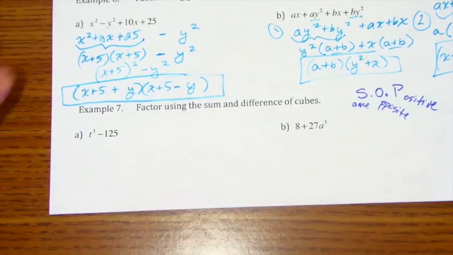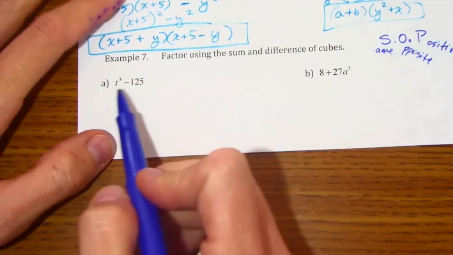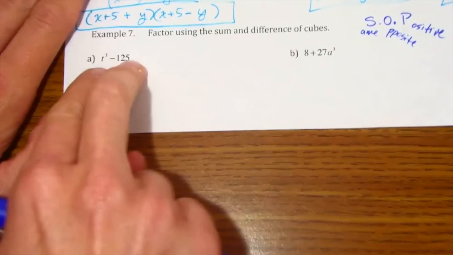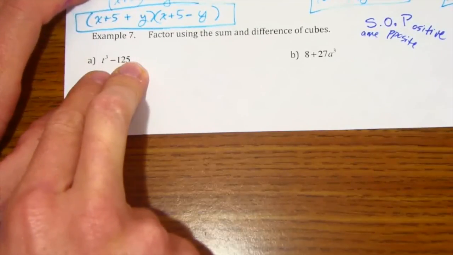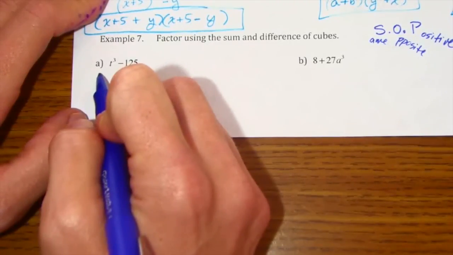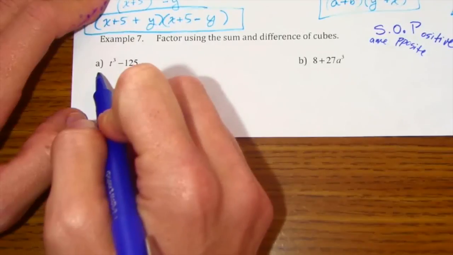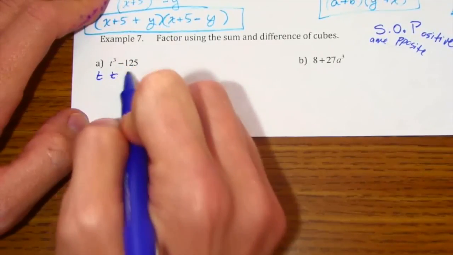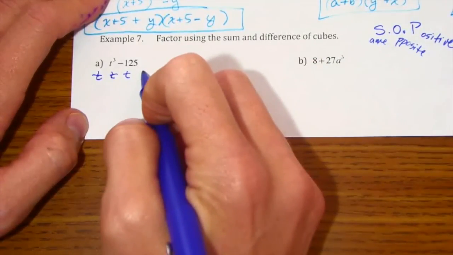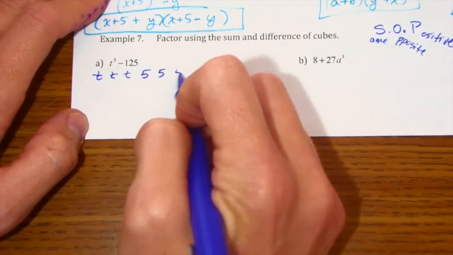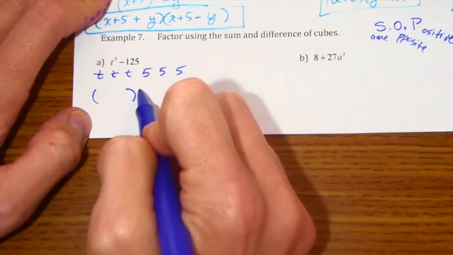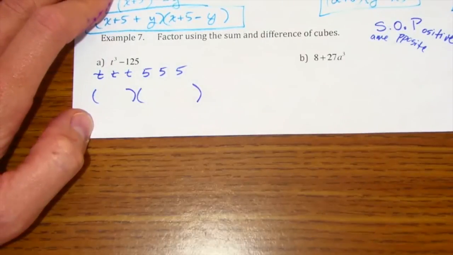So here's what we're going to do next. We have t cubed minus 125. You're going to ignore that minus because we're going to use SOP for that. You're going to purely look at the number values, and you are going to take the cube root of them. So what is the cube root of t cubed? It's just t. So we have t, t, t. What is the cube root of 125? 5, 5, 5. What you're going to do is make a binomial space and a trinomial space, and now we can use that SOP.